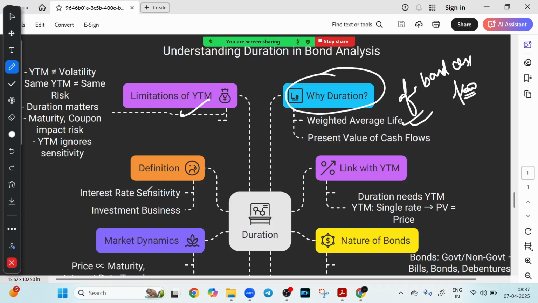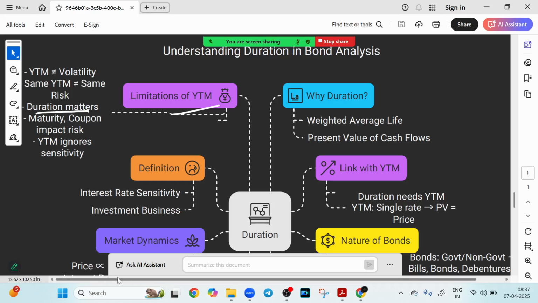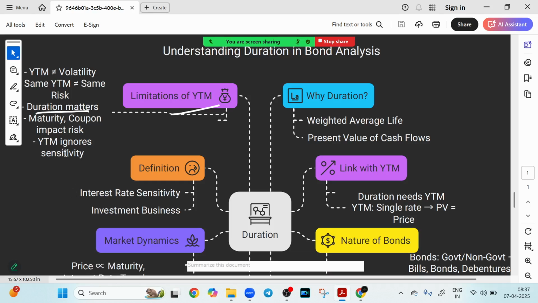But if you talk about the limitation of YTM, that is called yield to maturity, a common mistake is thinking that YTM is equal to risk. No, YTM does not capture bond maturity impact. Right? YTM is not the risk. Duration matters. It does not capture maturity, coupon effect, or how sensitive the bond is to rate change. That is why YTM ignores the sensitivity, and that is why duration is used when it comes to risk analysis. YTM is not sufficient. Right?